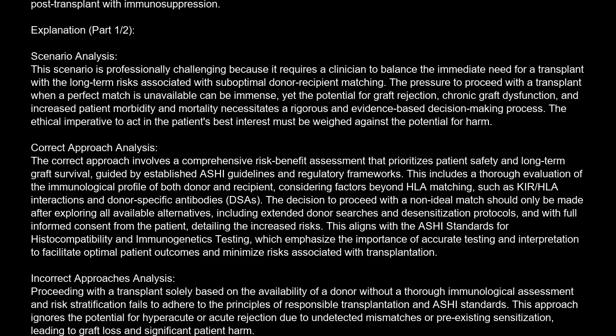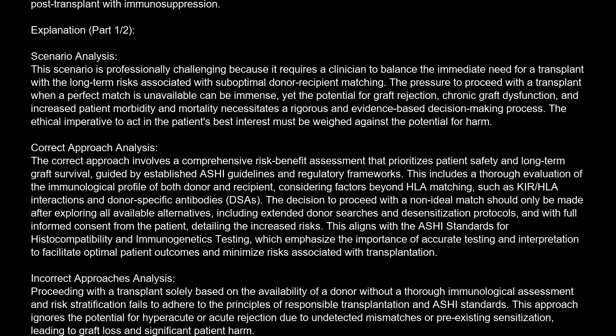The pressure to proceed with a transplant when a perfect match is unavailable can be immense, yet the potential for graft rejection, chronic graft dysfunction, and increased patient morbidity and mortality necessitates a rigorous and evidence-based decision-making process. The ethical imperative to act in the patient's best interest must be weighed against the potential for harm. Correct approach analysis. The correct approach involves a comprehensive risk-benefit assessment that prioritizes patient safety and long-term graft survival, guided by established ASHI guidelines and regulatory frameworks.